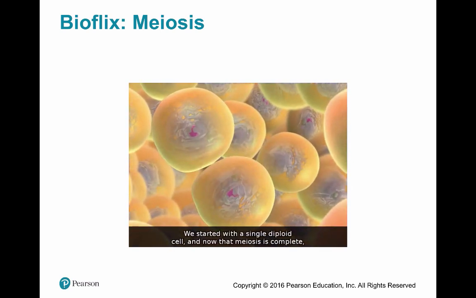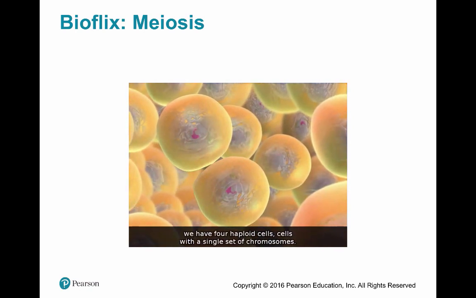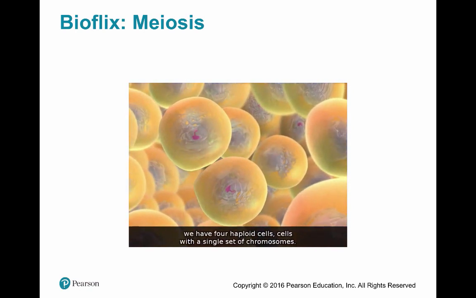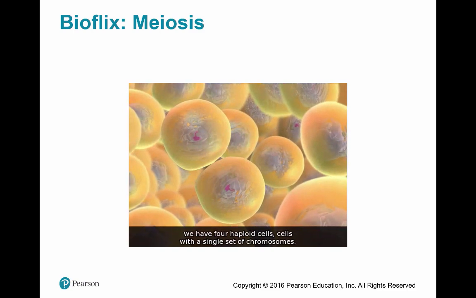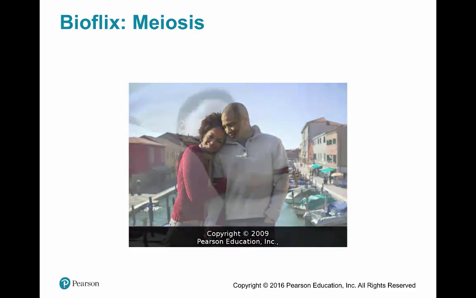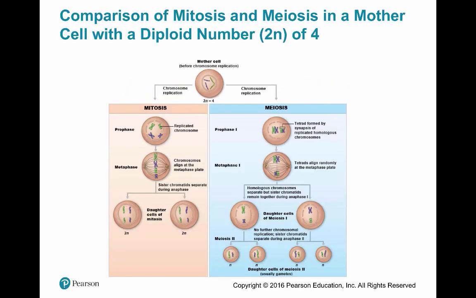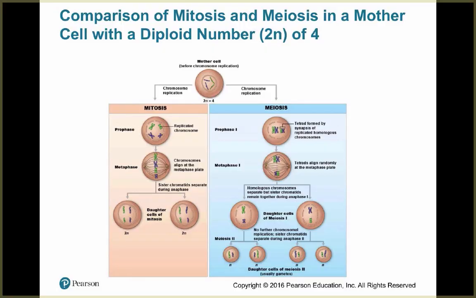We started with a single diploid cell, and now that meiosis is complete, we have 4 haploid cells, cells with a single set of chromosomes. These haploid cells mature into gametes that can contribute to the next generation. So that kind of gave you an overview on what we're going to talk about.